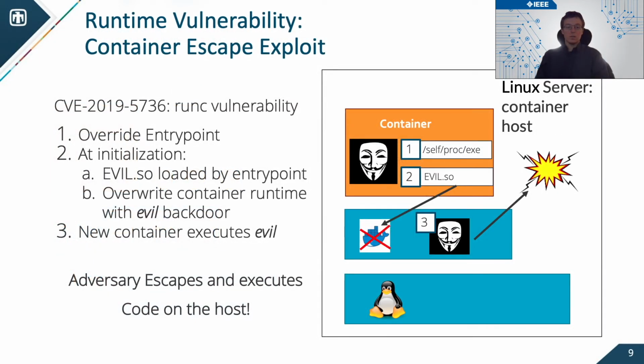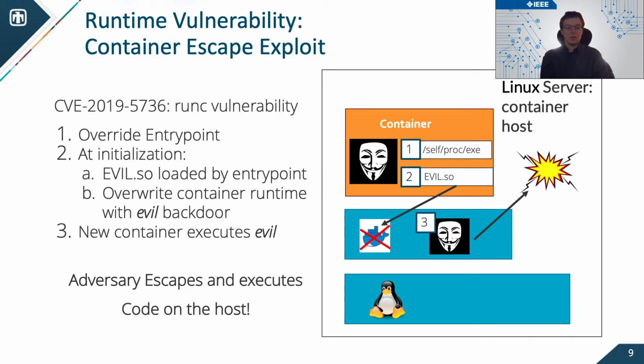So next, let's look at an example container escape exploit. The example here is 2019-5736, and it's a runC vulnerability that occurs mainly in 3 steps. In the first step, the adversary maps the entry point of the container to /proc/self/exe and forces it to load a custom shared object file with a new function that overwrites the executable which loads it.